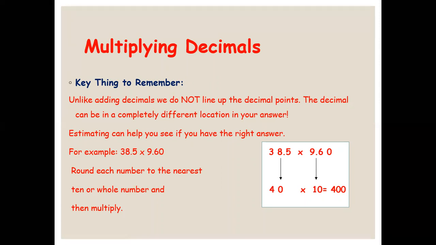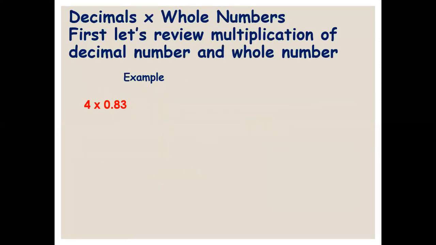Now, here in the example I have given you, 38.5 times 9.60. So 38.5 is rounded off to 40 and 9.60 is rounded off to 10. So when you multiply them, 40 times 10, you get 400, so your answer should be closer to 400.